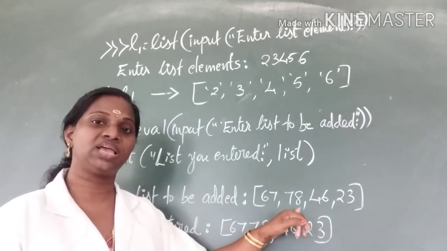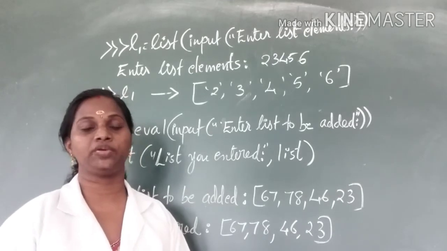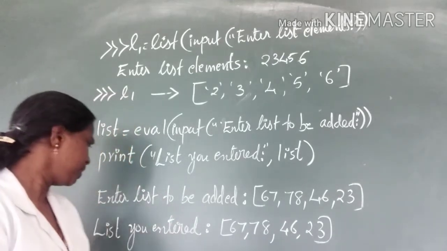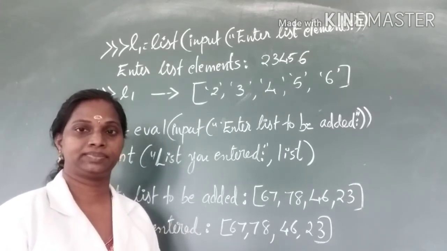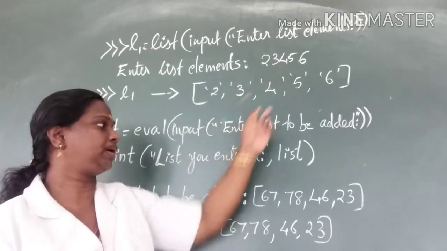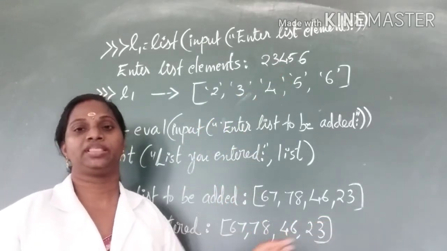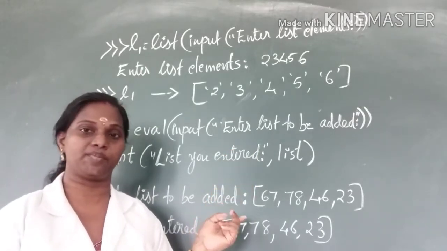You can enter the values in between two square brackets. Then the list you entered will be displayed. Clear? In this mode, you do not need to enter square brackets, but in this mode you have to enter the values in square brackets. This type of instruction you can use in script mode.